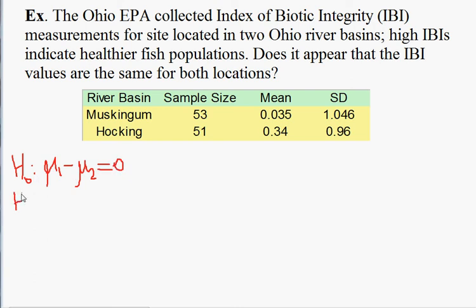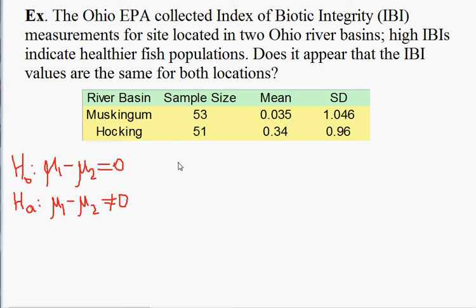The alternative hypothesis also concerns the two different means. And this time I don't have any expert knowledge about fish populations in Ohio river basins, and so I will have the very modest alternative hypothesis that the difference in the two means is not equal to 0.